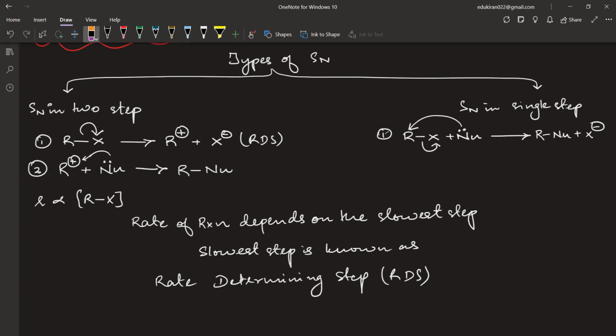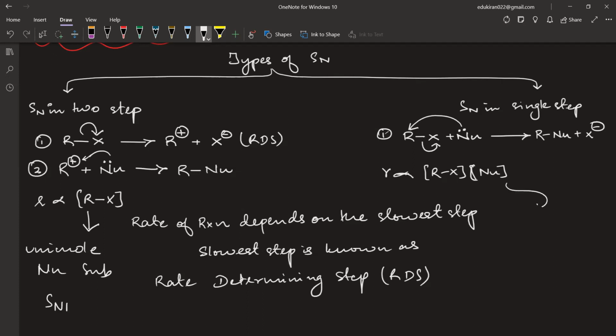In the second type of SN, that is SN in a single step, since we have only one step, the rate will be directly proportional to the concentration of Rx as well as the nucleophile. It will depend on the concentration of both. Here we have only Rx. Since it depends on only one molecule, it is known as unimolecular nucleophilic substitution, abbreviated as SN1. And since the other depends on two different molecules, it is known as bimolecular nucleophilic substitution, abbreviated as SN2.